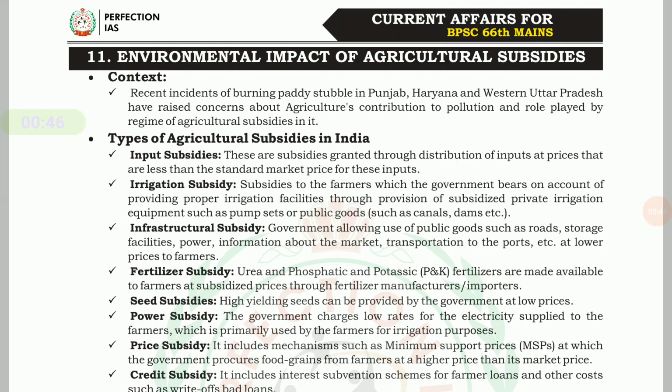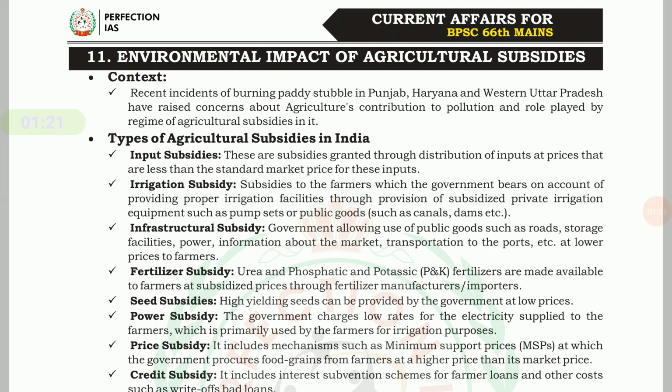So we'll start with very important topics among these. The 11th topic is the environmental impact of agricultural subsidies. Before discussing the impacts, there are 3 or 2 basic things we will discuss: what subsidies are, what agriculture subsidies are, and then we'll define these particular types of subsidies and how they are going to impact agriculture and the environment, rather how agriculture subsidies are actually harnessing a bad future for the environment.